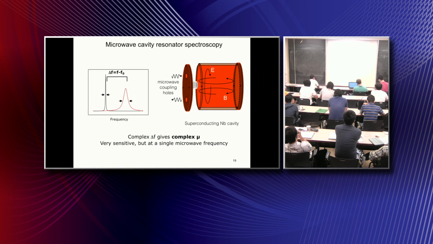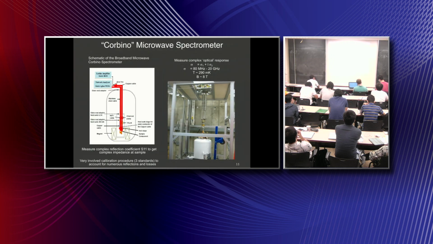The kind of experiment that my group has worked on in recent years has some difficulties, in the sense that it's not as sensitive because it's not resonant, but it's far more powerful because you can really do experiments at low frequency over a broad frequency range. This is what we call Corbino microwave spectroscopy.